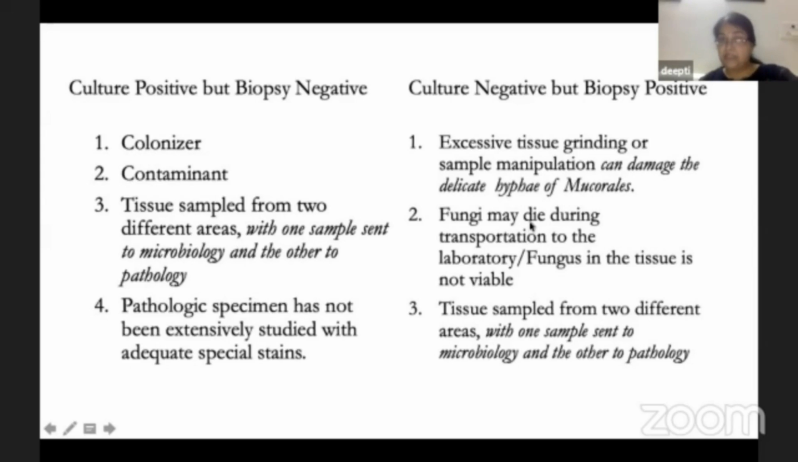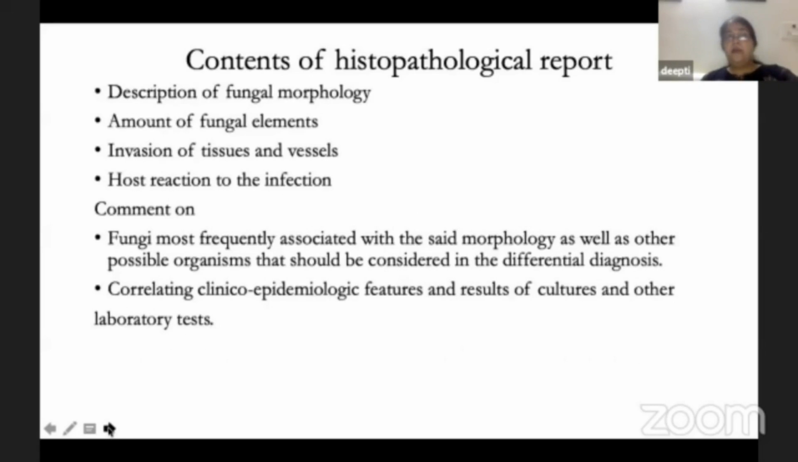Coming to the last slide, what is the role of ancillary techniques? IHC and ISH are two techniques which can be used in pathology. Now, what to expect from a pathologist? A pathologist is expected to give a description of fungal morphology, the amount of fungal elements which are seen, whether the fungus is invading the tissue and the vessels, the host reaction to the infection, and comment on the fungi which are most frequently associated with the morphology and the other possible organisms that should be considered. Molecular probes are not a screening method and a very expensive method, and correlation with other lab tests and culture results is mandatory.